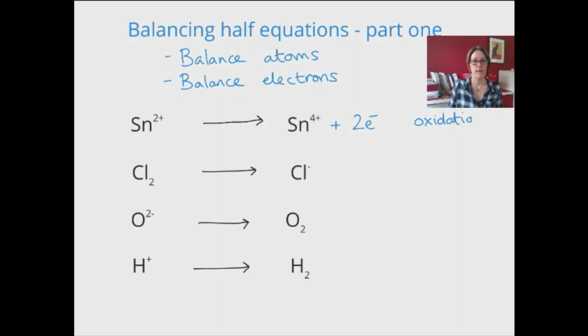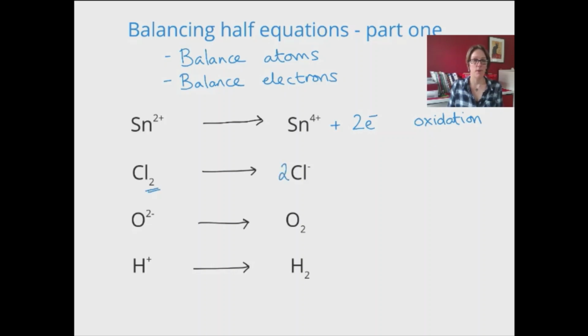In terms of the process that's happening here, this is oxidation. So I know it's oxidation because tin is losing electrons, because the oxidation number increases, so we go from 2+ to 4+, and the other way is simply just that the electrons are on the right hand side. So we can actually just use that as a shortcut to know that it's an oxidation reaction.